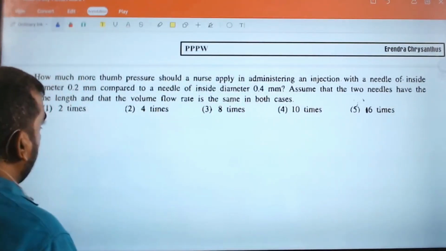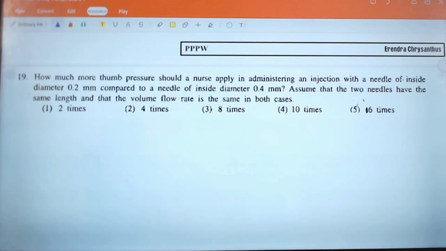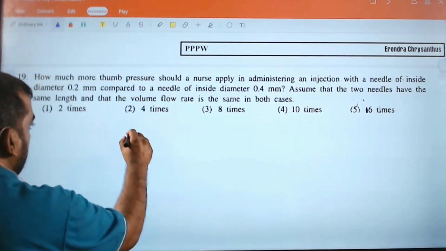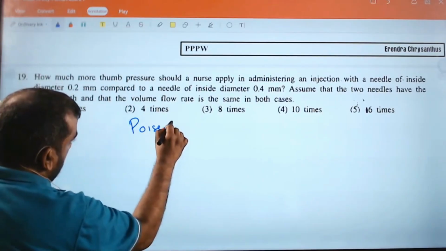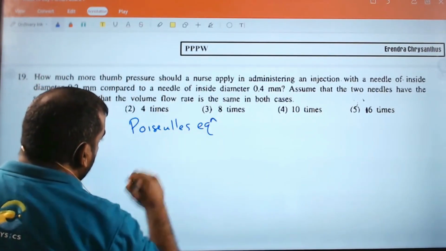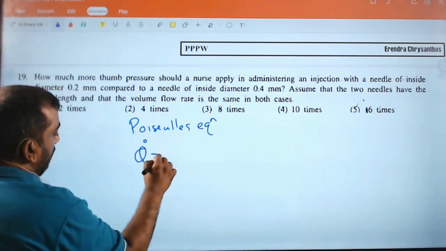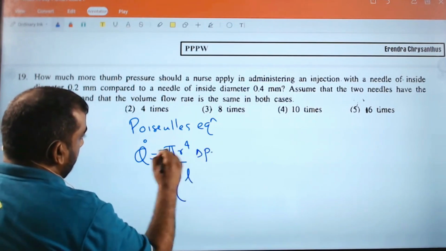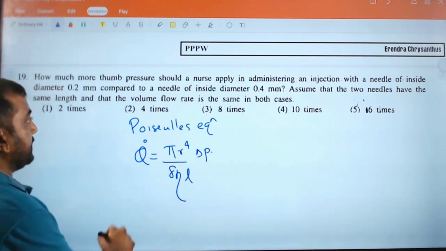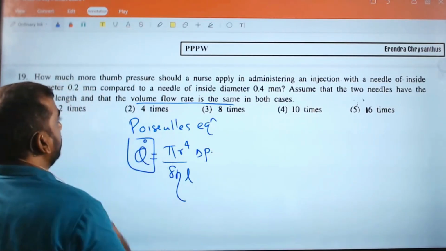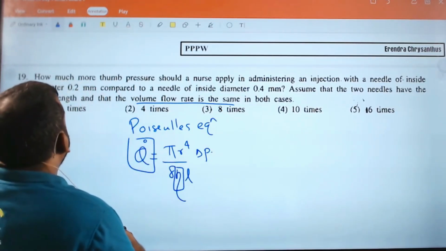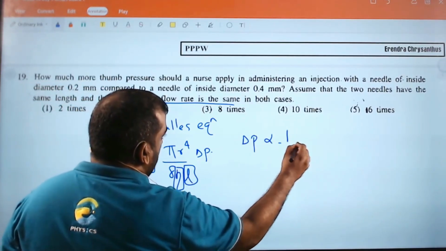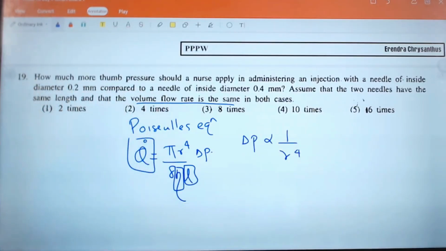How much thumb pressure should a nurse apply in administering an injection? Injection syringe, guaranteed Poiseuille's equation. So here, Poiseuille's equation: Q dot equals pi over 8 eta L R to the power 4 delta P. So volume flow rate is the same, Q dot. Same liquid, same length. So pressure difference is inversely proportional to the 4th power of the internal radius.